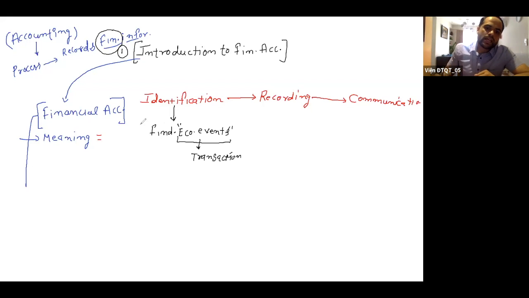So once we find the transactions, whatever transaction occurred, now what are we going to do? We're going to record and classify. How do we record? We record that information using debit, which is DR, the short form of debit, and credit.